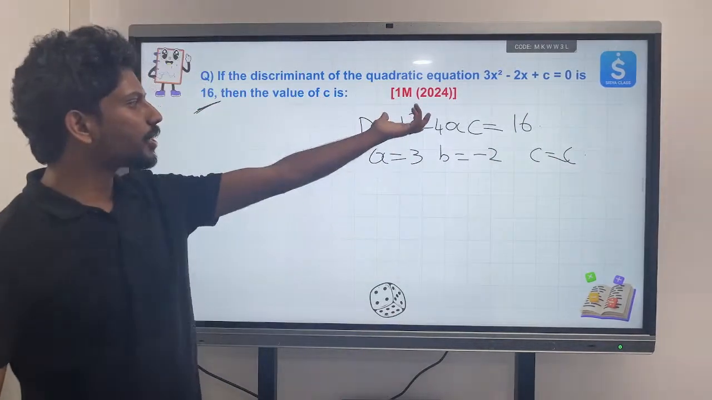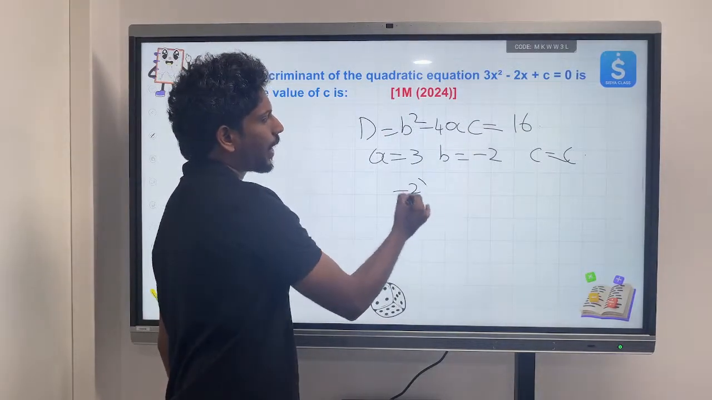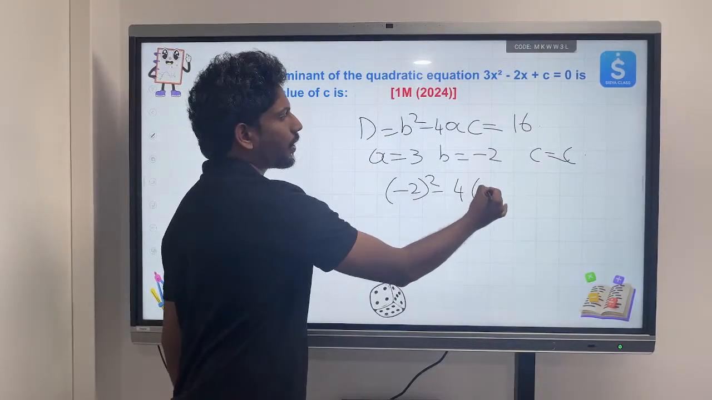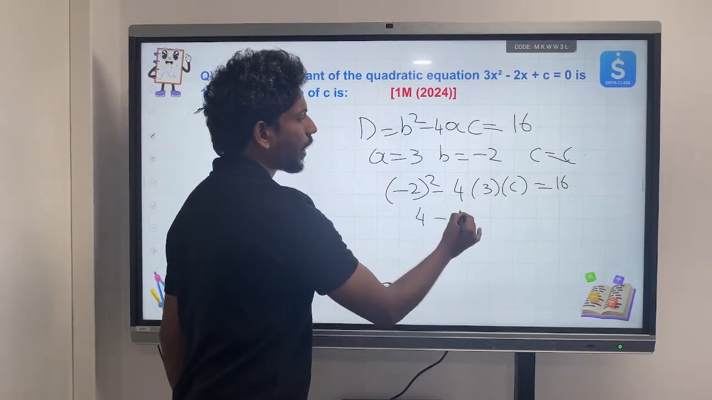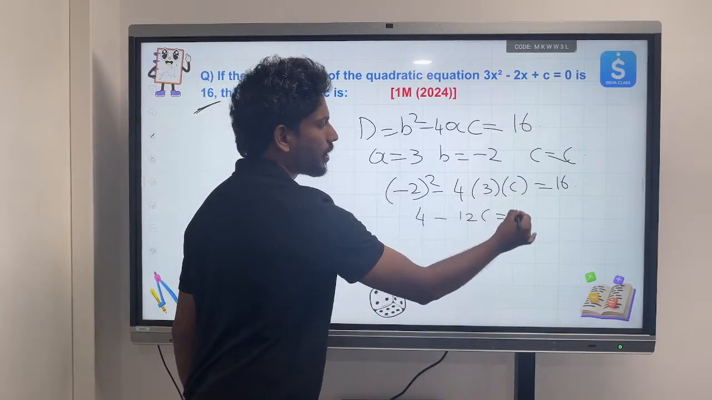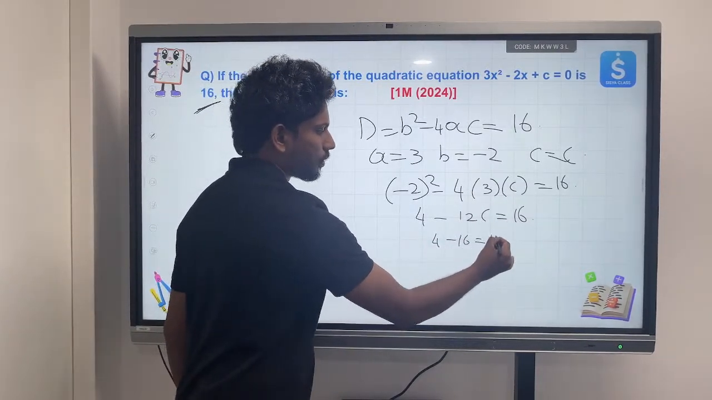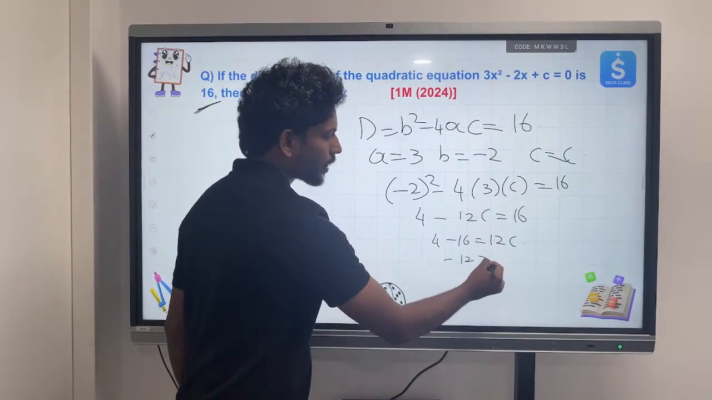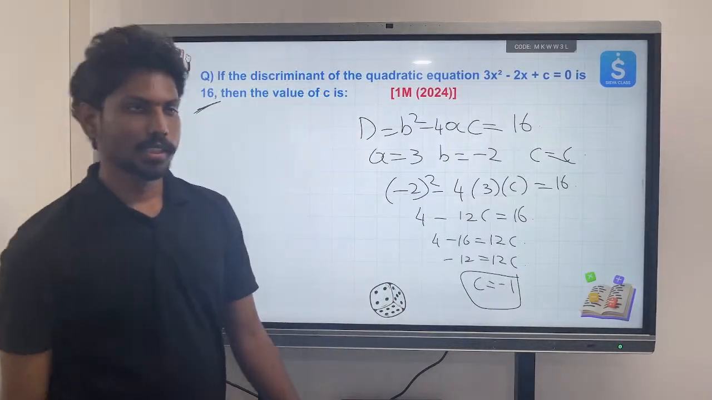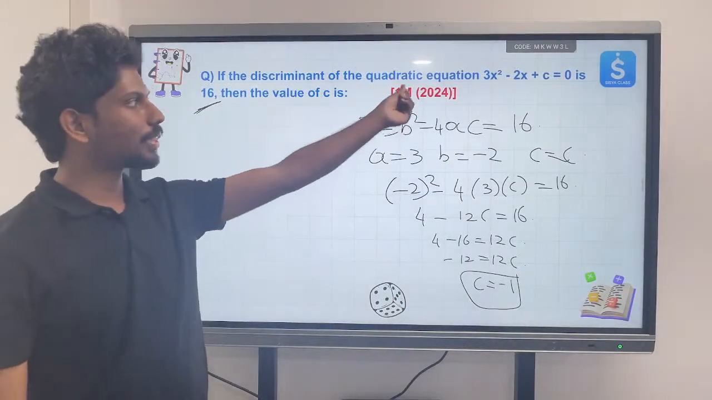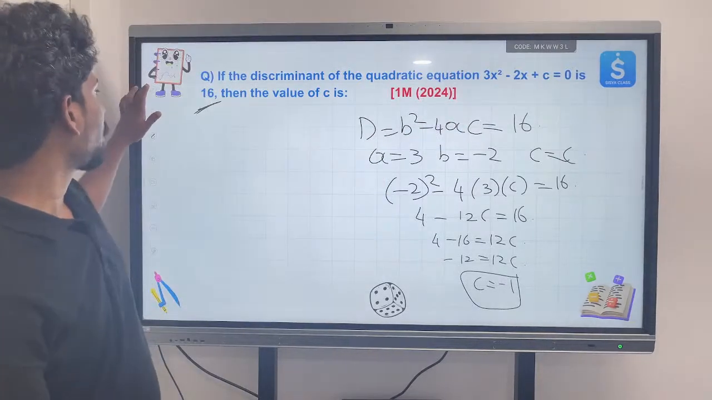Now can you just substitute in this formula? Just small substitution. B square minus 4ac, minus 2 square minus 4 into 3 into c is equals to 16. So 4 minus 4 into 3, 12c, is equals to 16. So 4 minus 16 is minus 12 is equals to 12c. So c value is equals to minus 1, right? Just reading the problem, understanding, and memorizing this b square minus 4ac, we are done with the problem, right?